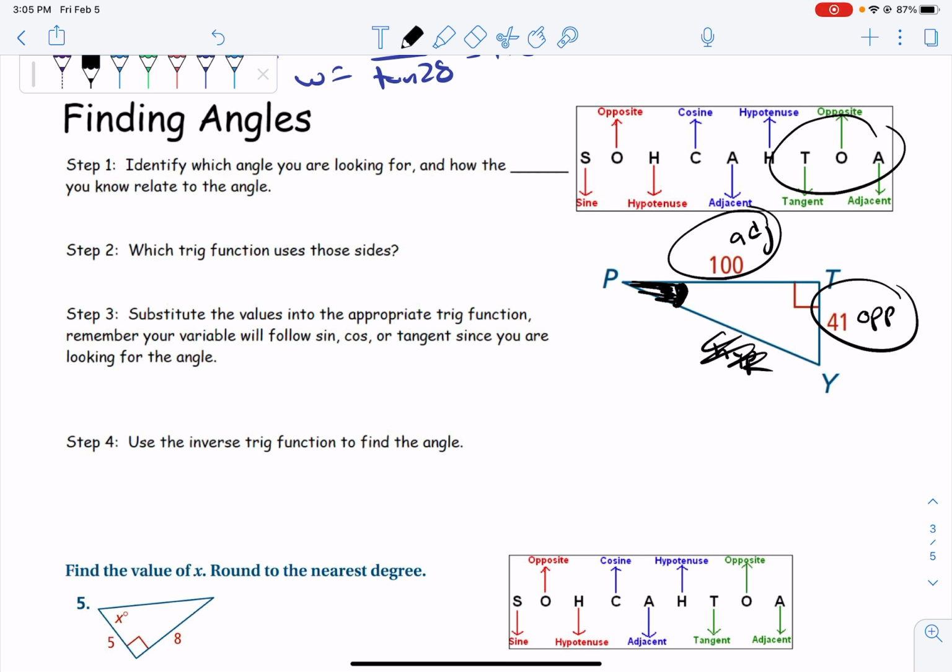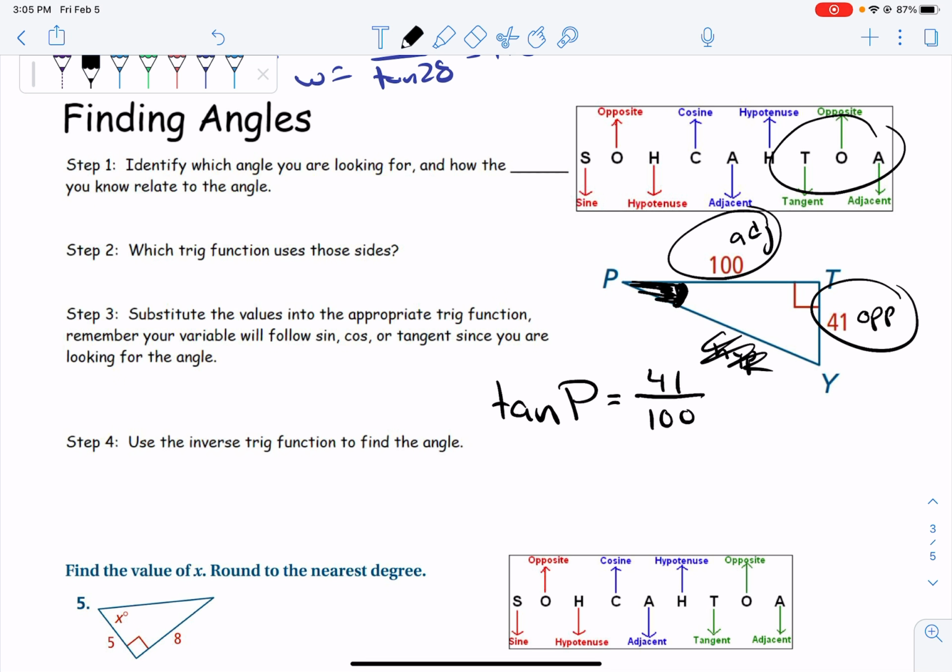Now, when I write my equation, the tangent of some angle, remember, I've got to put an angle right there. Don't skip that step. In this case, my angle is P. The tangent of that angle P is the opposite 41 divided by the adjacent 100. Opposite over adjacent. Now, I have an equation. I have one variable. Now all I have to do is get that variable by itself.